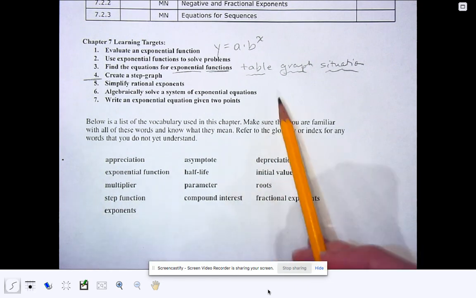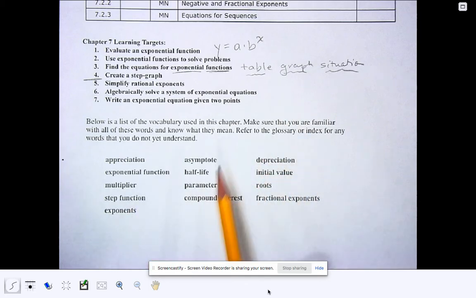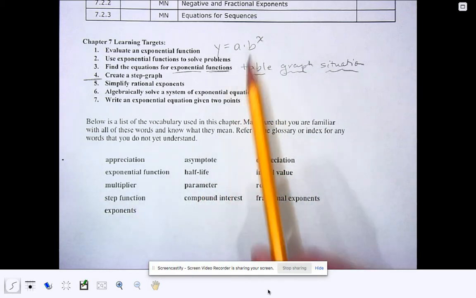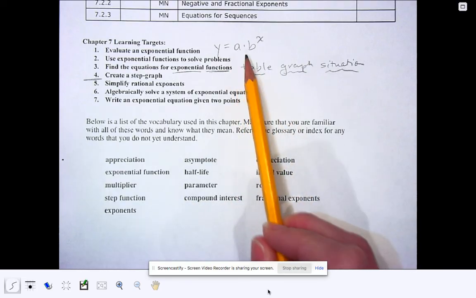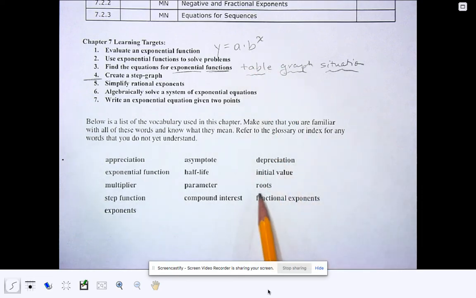Multiplier is basically like our b value, what we multiply by to get to the next whole value of x. Parameter, a and b are parameters, so once we come up with our equation, those are no longer variables. We'll have to be doing something with roots a little bit later once we talk about rational exponents. Step function, you'll see some notes on that in a minute. Compound interest, all the gizmo finance stuff that we've been doing. And then fractional exponents are coming, so you probably don't know those yet. And then you should know what an exponent is.